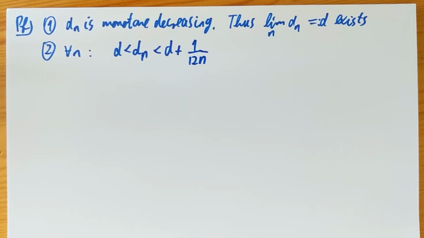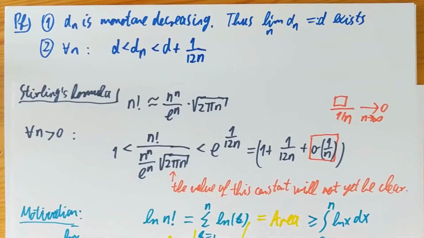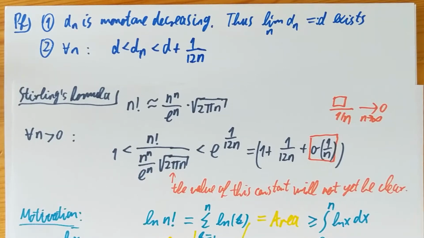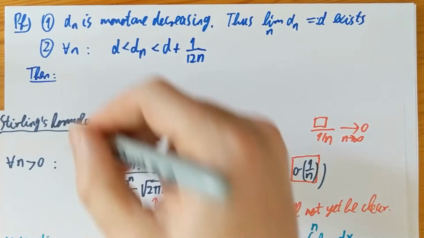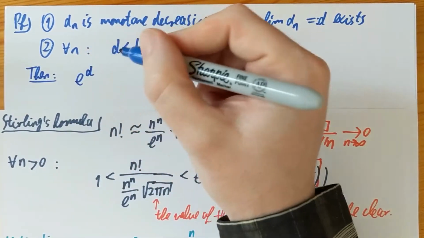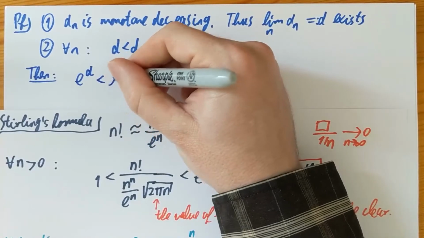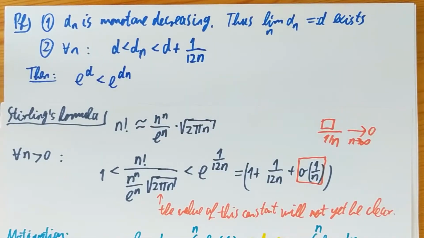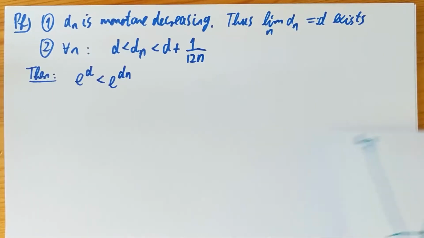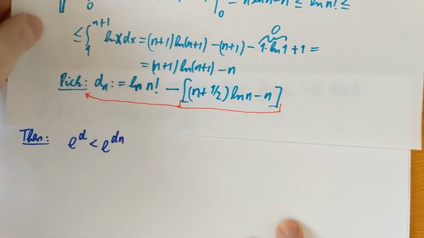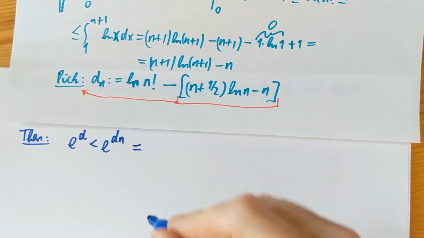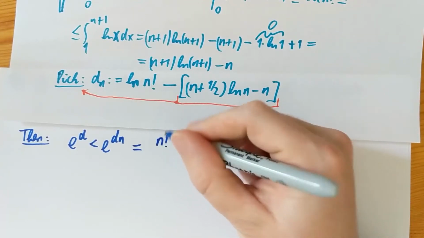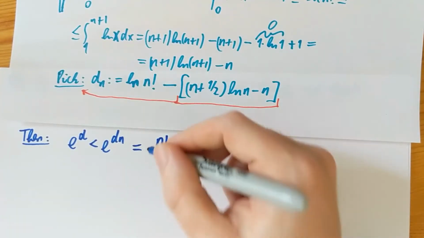And the first thing I want to mention now is that once we know these two, then actually Stirling's formula follows. Okay, so why is that? So then if I look at exponential of d, it's going to be smaller than exponential of dn. And what is exponential of dn? So that's what dn is. Take an exponential of that. That gives me exponential of the log, which is just whatever I see inside, so that's an n factorial.